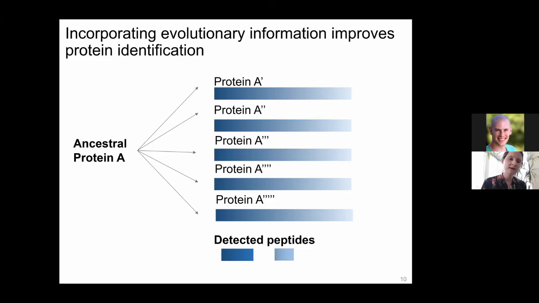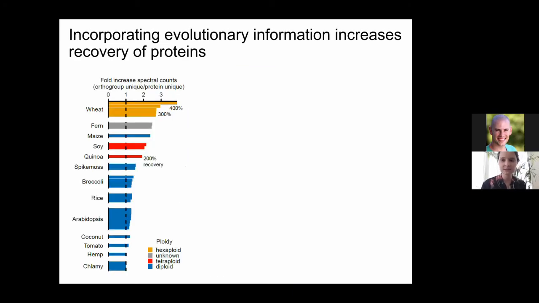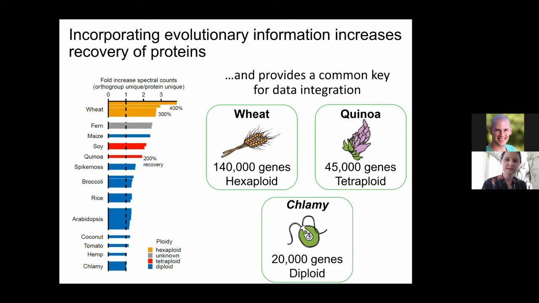And so we can then identify that as an ortho group. And when we detect these common peptides, we say we identify ortho group A, not a particular protein within that ortho group. This has a lot of advantages for doing a multi-species comparative plant analysis. The first was that the fold increase of spectral counts, particularly of the higher ploidy species like wheat, soy and quinoa, was substantially increased. We had many more usable, uniquely assignable peptides. Another thing is mapping to these ortho groups provides a common key for data integration across these species that have wildly different numbers of genes.